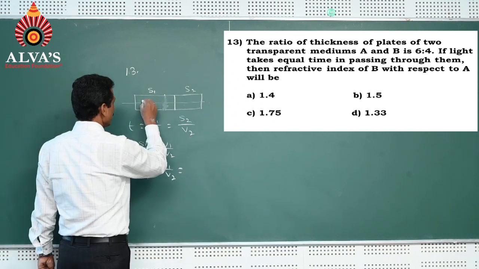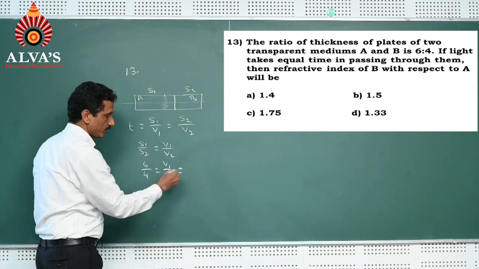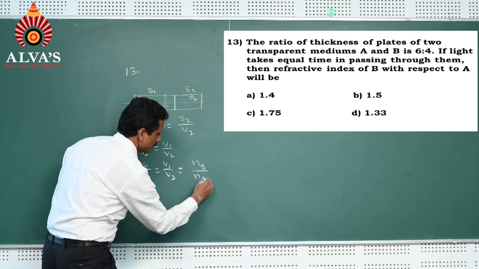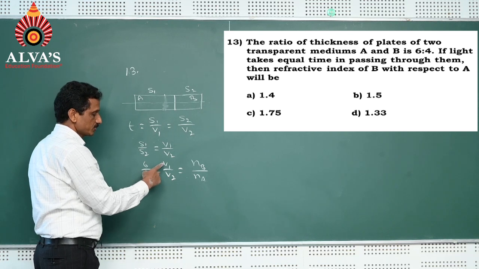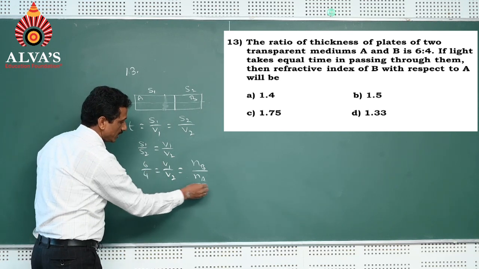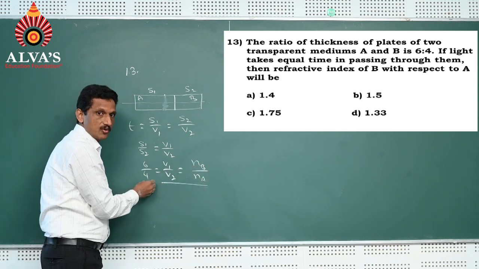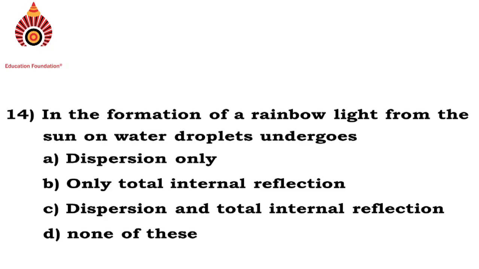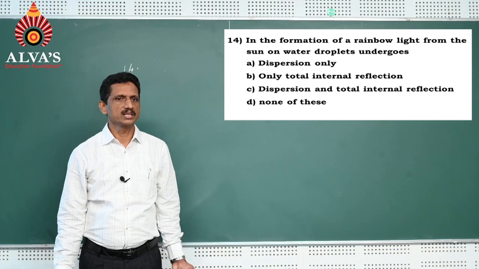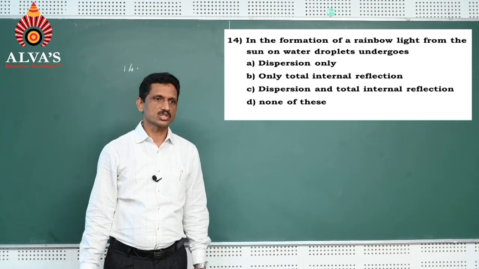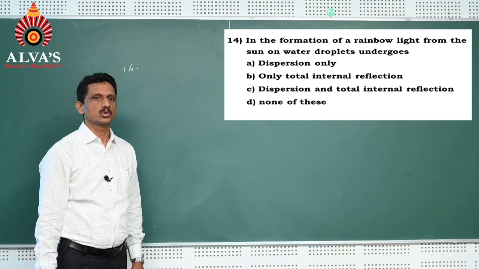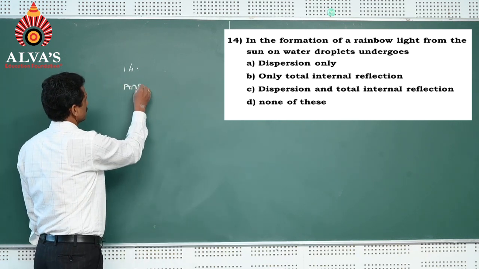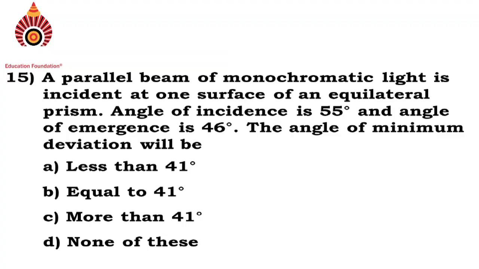You know, this is medium A and this is medium B. The refractive index of the second medium, medium B, with respect to medium A is, by definition, the ratio of the speed of light in the first medium to the speed of light in the second medium. Therefore, NB by NA is equal to 6 by 4. Answer B. Let us take the next question. Question number 14. In the formation of a rainbow, light from the sun on water droplets undergoes... As you know, a rainbow is due to total internal reflection and dispersion. It is a direct question. Answer C, dispersion and total internal reflection. Answer C. Okay, question number 15.